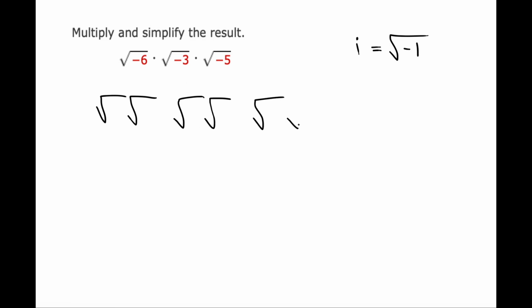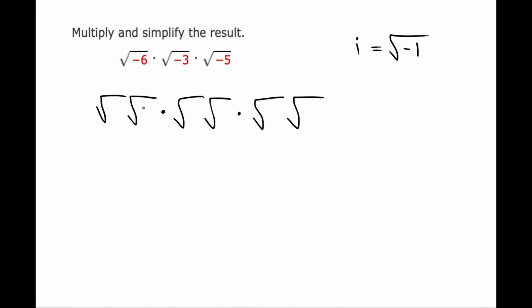Here we're asked to multiply three imaginary numbers. You're going to use the imaginary number i, which stands for the square root of -1. First, I'm going to break up each of these radicals into two parts. So the -6 gets broken up into two parts, the -3 gets broken up into two parts, and the -5 can be broken up into two parts as well, with multiplication between all of them.